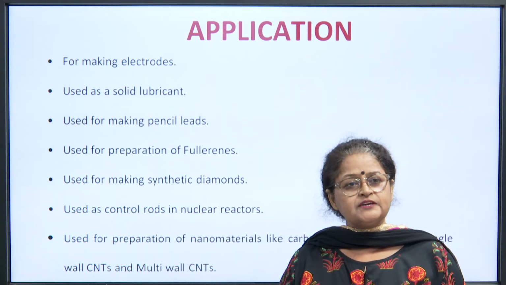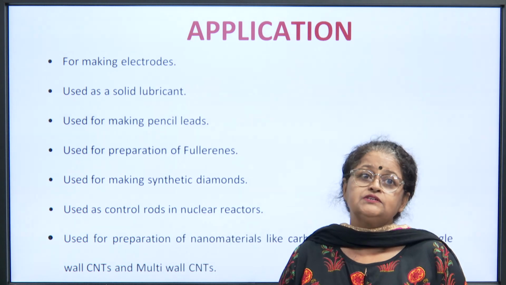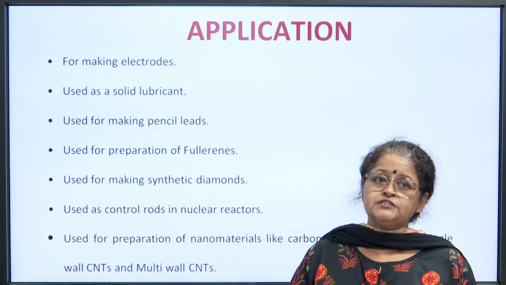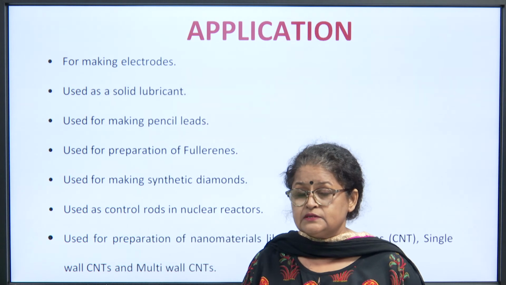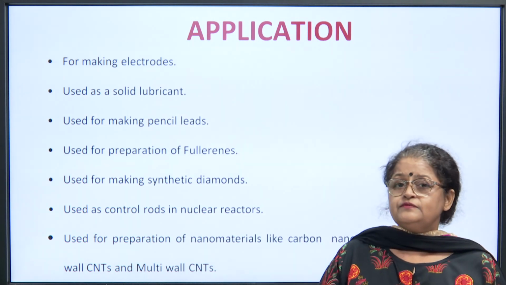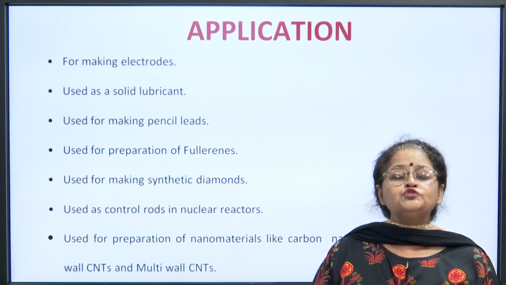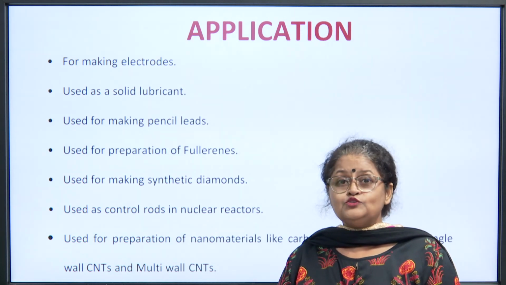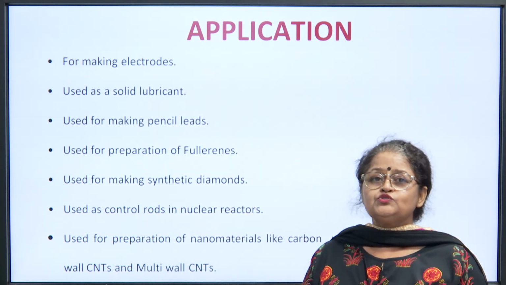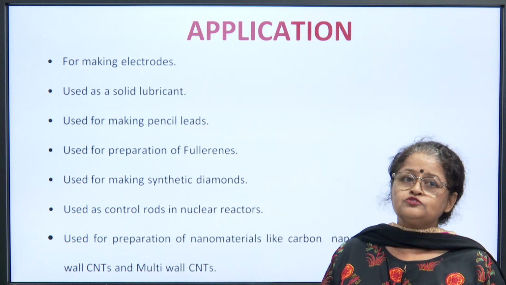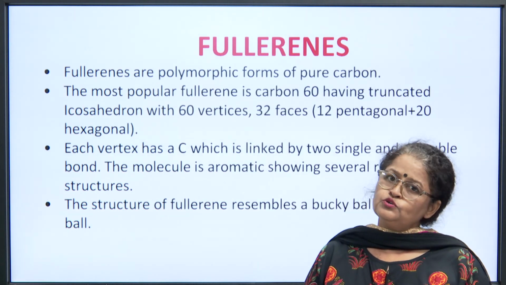Now, let us talk of the applications of graphite. It is used for making electrodes. Why? Because it conducts electricity. Used as a solid lubricant, we have been talking of it. Used in pencil leads, we have also discussed this very well. Used for preparation of fullerenes. Now, the next topic we are going to study is fullerene. When we study preparation of fullerene, one of the starting materials, the precursor, is going to be graphite. Graphene layers are used for making nanotubes as well, used for making synthetic diamonds as well, and used as control rods in nuclear reactors, and for preparation of nanomaterials, the single-wall and multi-walled carbon nanotubes. So, let us move on to fullerenes.